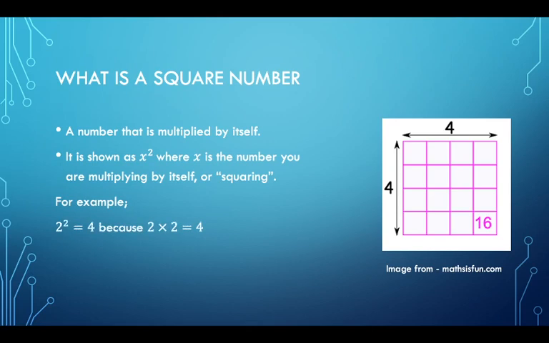So for example, 2 squared is 4 because 2 times 2 equals 4. Another example is shown in the drawing as well in the diagram. 4 squared is 16 because 4 times 4 is 16. 6 squared would be 36 because 6 times 6 is 36.